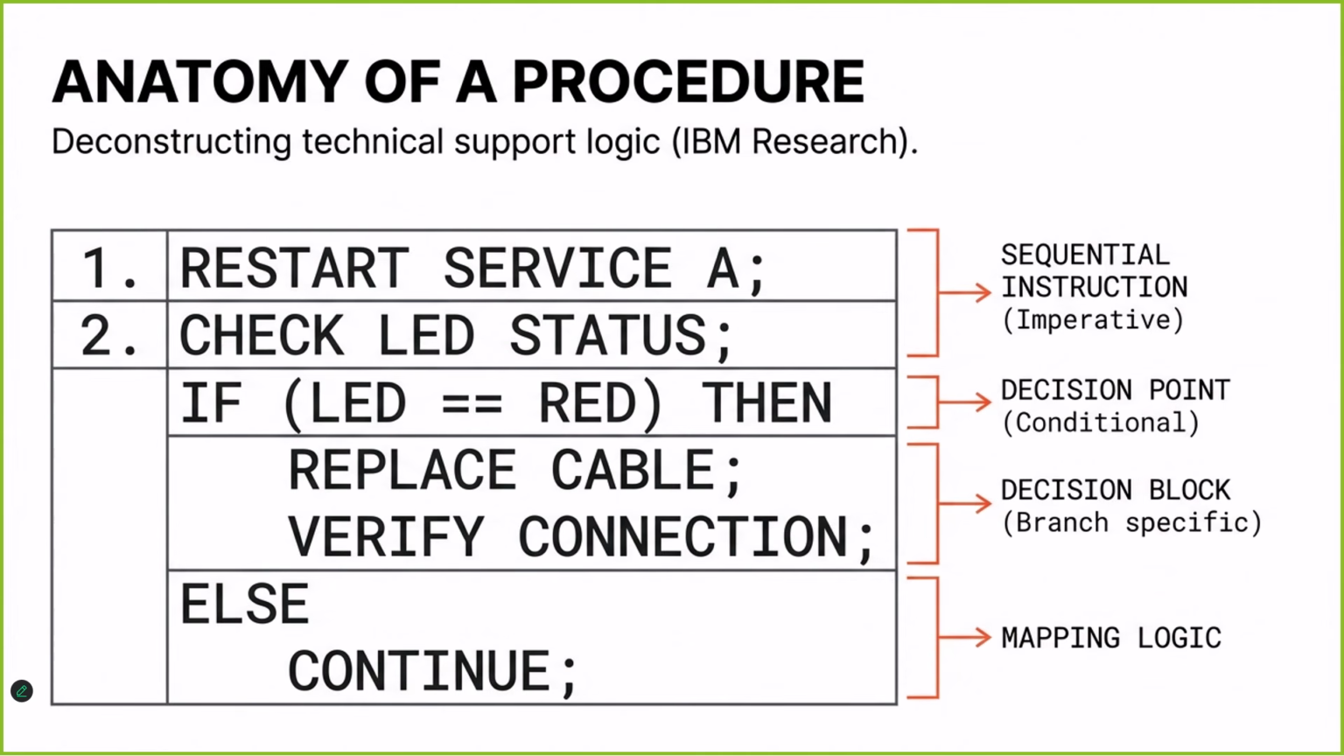The decision tree is ultimately going to be the implementation of algorithmic logic. So we'll have an instruction, we'll have a decision point, a decision block, and mapping logic, just like you would in the logical construct of code.